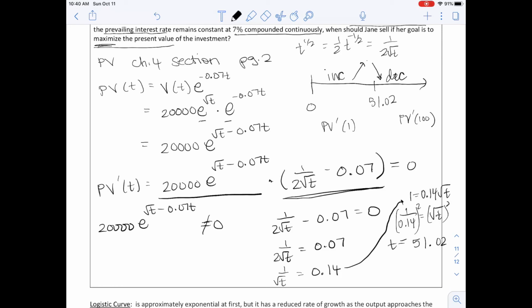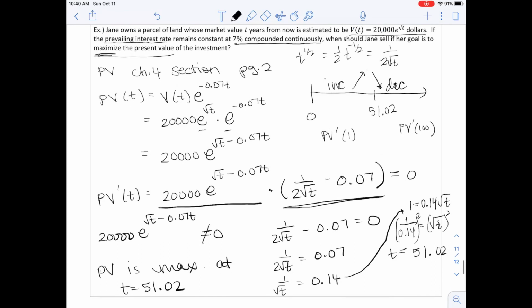And I'm low on room, but I'll put it down here in the bottom. We have a maximum at 51.02, so our present value is maximized at t equals 51.02. And again, we need to put our units on here. And so how are we measuring this? This is measured in time, and time in this problem is measured in years. So t years, if you look back up at the top. So make sure to put your units so you don't lose points.